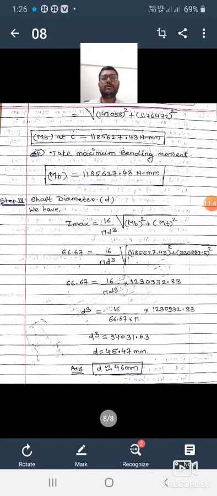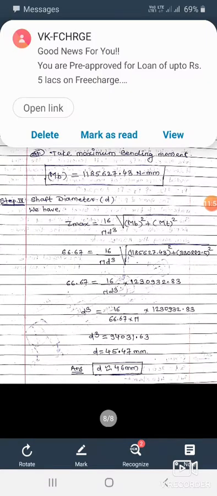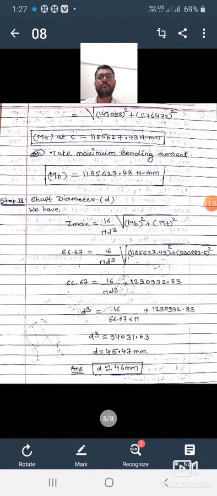So here is the end of numerical first for design of shaft based on maximum shear stress theory, that is from unit number 2, design of shaft keys and couplings.